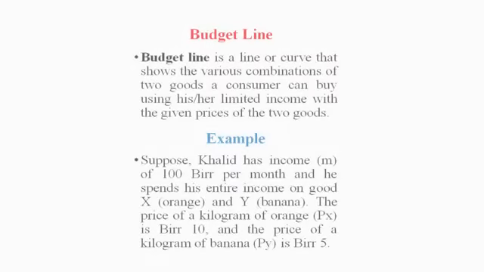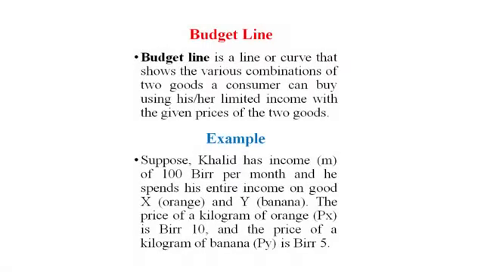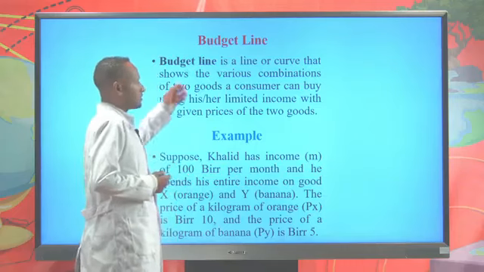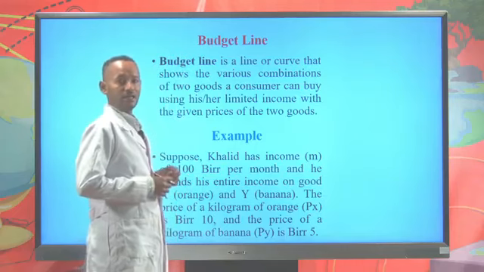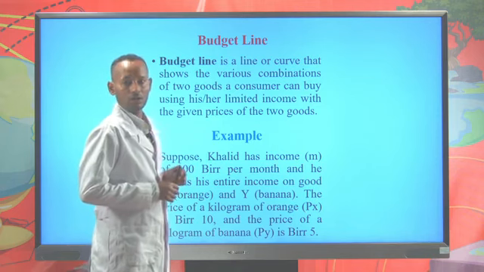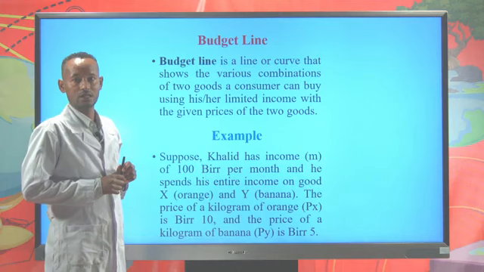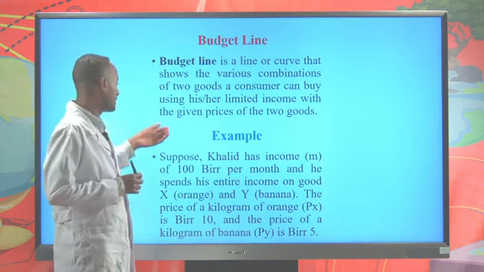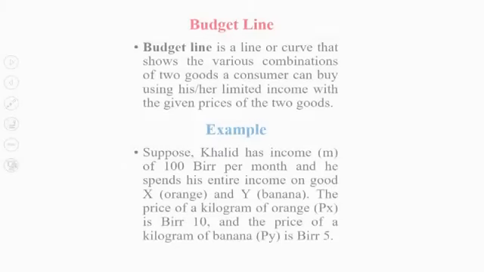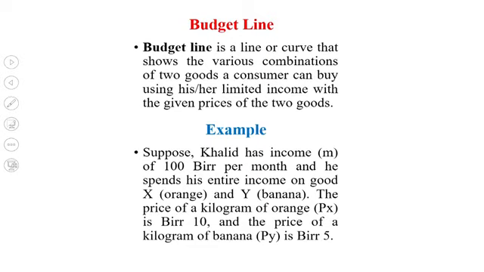This lesson is the third revision lesson of Unit 3, Consumer Behavior. It is about the budget line. Budget line is a line or curve that shows the various combinations of two commodities that a consumer can buy using his limited income with the given price of the two goods.